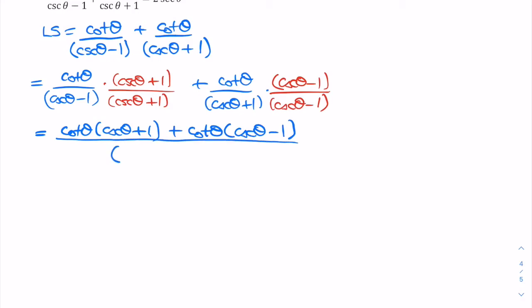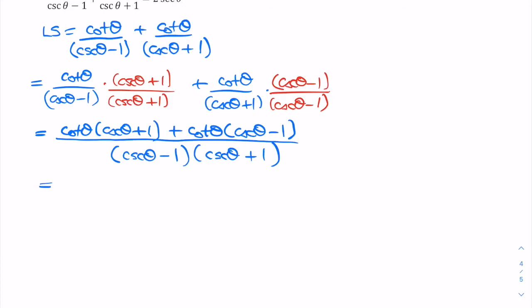And that's all over our common denominator of cosecant theta minus 1 multiplied by cosecant theta plus 1. Okay, so now that we have a common denominator, let's simplify the numerators by collecting like terms. Don't FOIL the denominator just yet. We may have to later as well though.